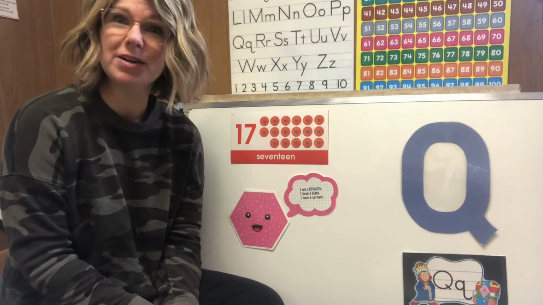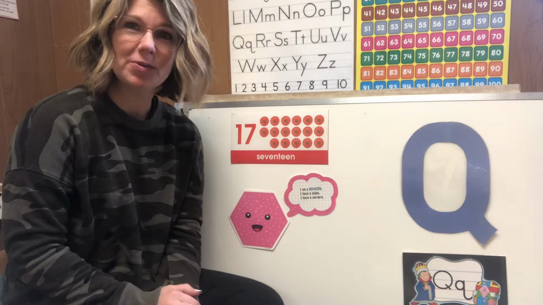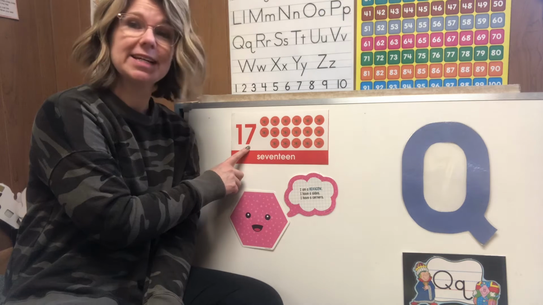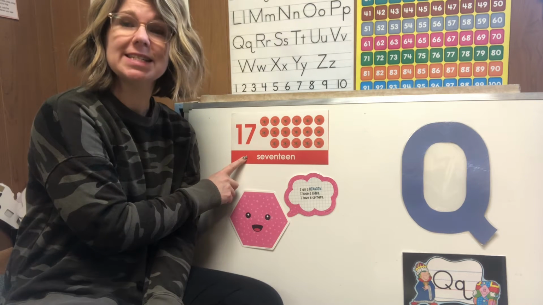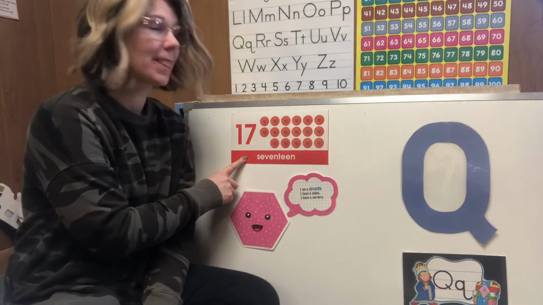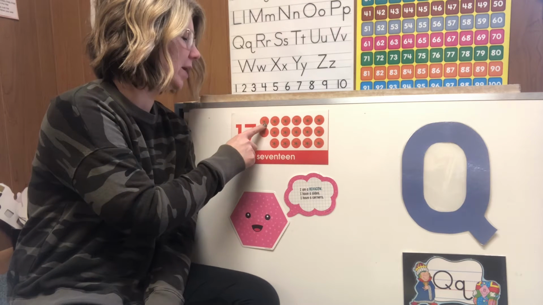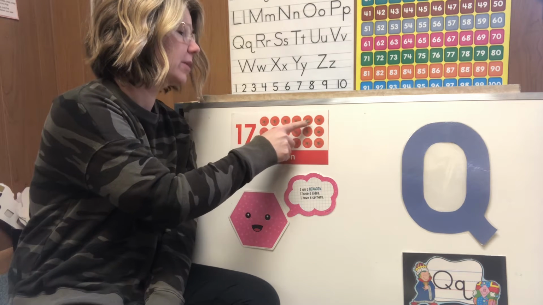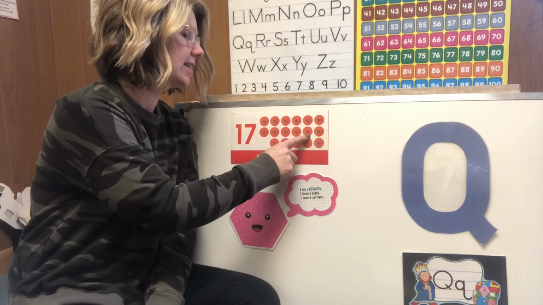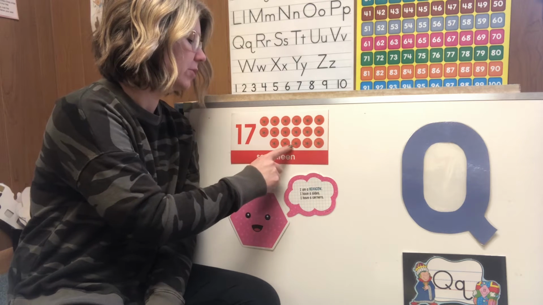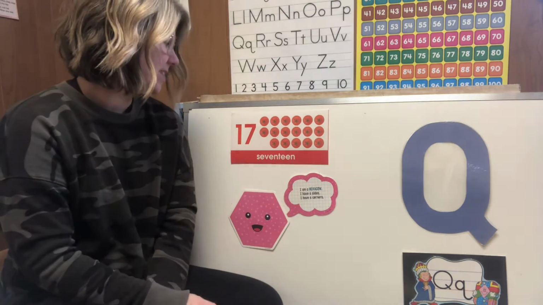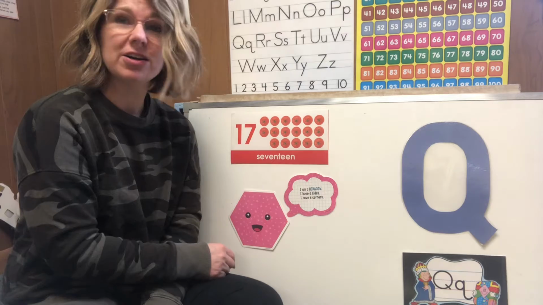Let's move right into our numbers. Another big one. They just keep getting bigger and bigger. This one is a 1 and a 7. That makes him 17. Say that with me. 17. Good. Let's count these tomatoes. 1, 2, 3, 4, 5, 6, 7, 8, 9, 10, 11, 12, 13, 14, 15, 16, 17. 17 is our 1 and our 7.